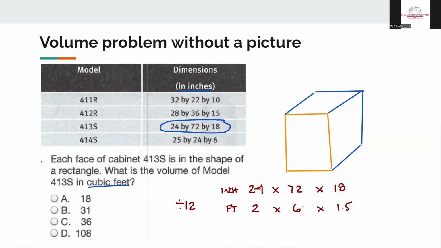So 2 times 6 times 1.5. What is that? Go ahead, do that in your calculator. 6 times 2 times 1.5. That is 18. And because we have multiplied feet by feet by feet, we get cubic feet. And there is our answer, A, 18 cubic feet.